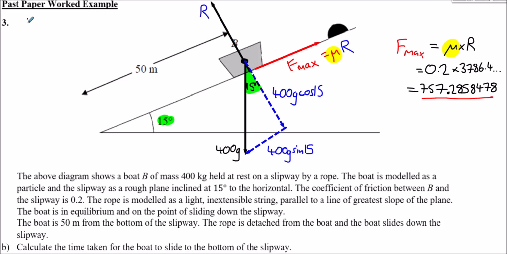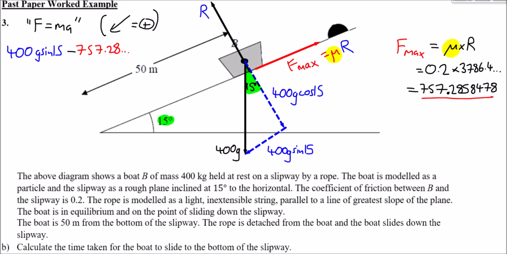So what we can do here is apply good old F equals ma. The resultant force down the slope, we'll take down as being positive. The force going down the slope is just 400 g sine 15, less the resistive forces, which is just the friction, which is 757.2858, etc. That's going to equal the mass of the boat, 400, multiplied by the acceleration, which we're obviously trying to find.